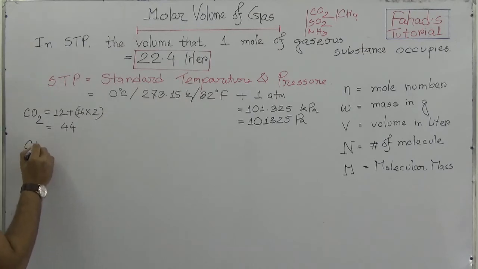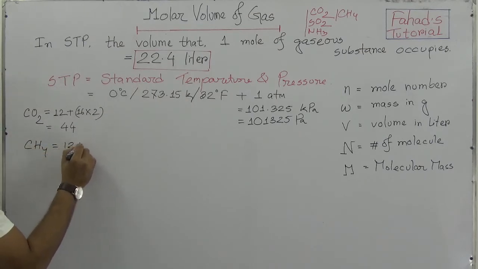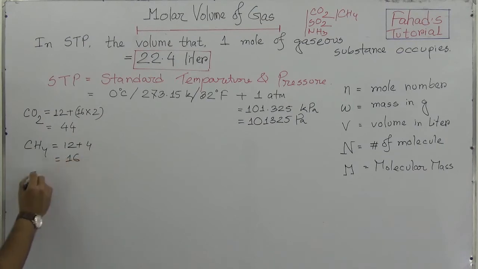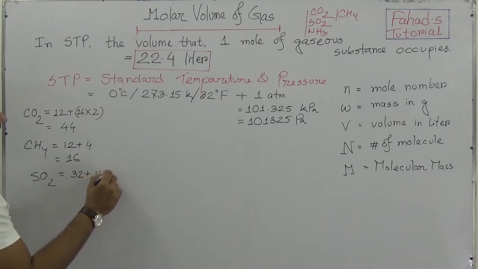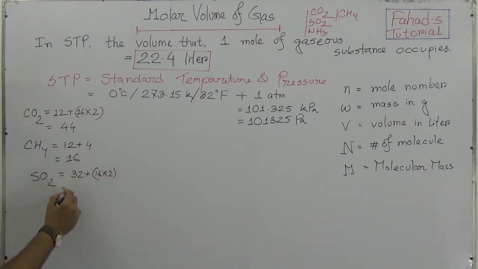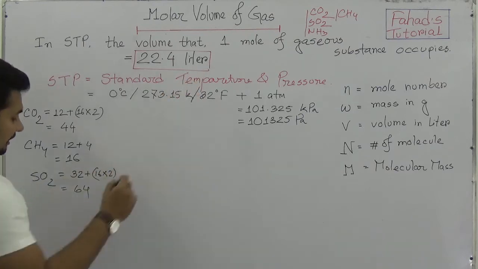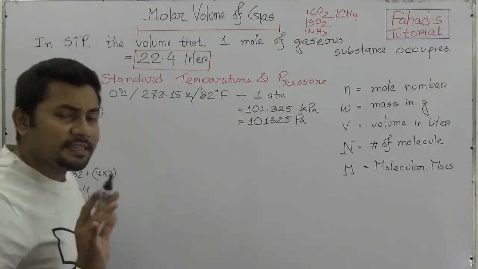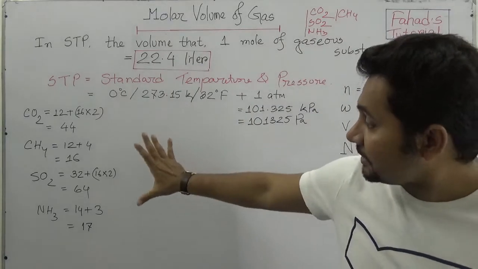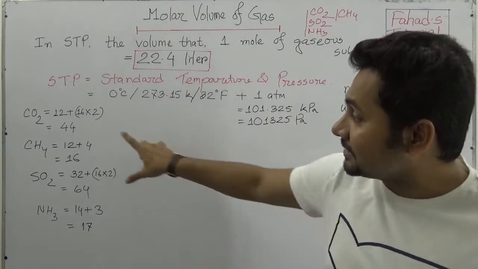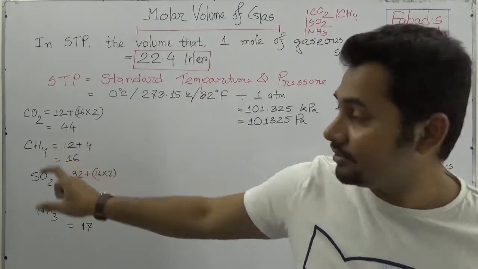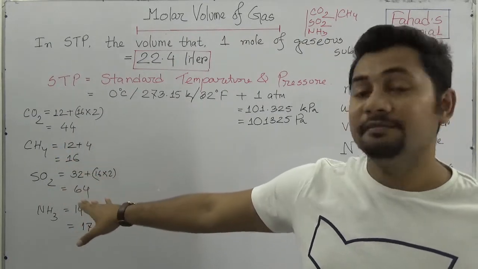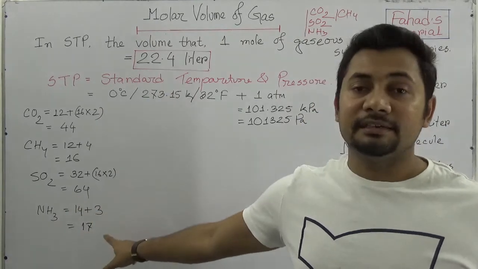Now we think about methane. I think you know this is 12 plus 4, which is 16. What about sulfur dioxide? Sulfur is 32, oxygen is 16 times 2, so together 32 plus 32 is 64. And what about ammonia? It's 14 plus 3, which is 17. I just keep it as an example for the mathematical problems: carbon dioxide molecular mass is 44, methane is 16, sulfur dioxide is 64, and ammonia is 17.